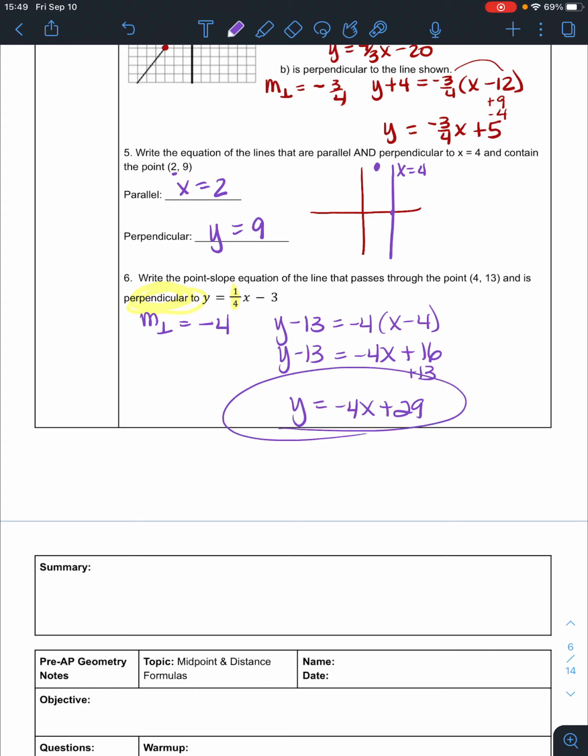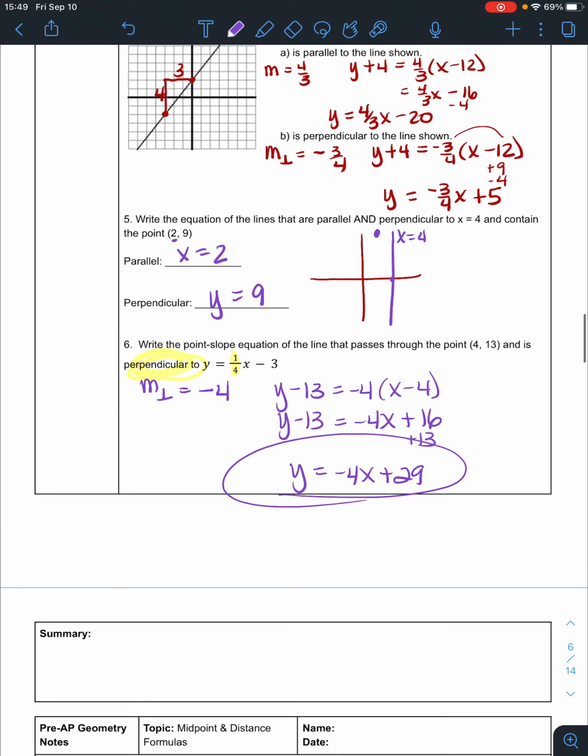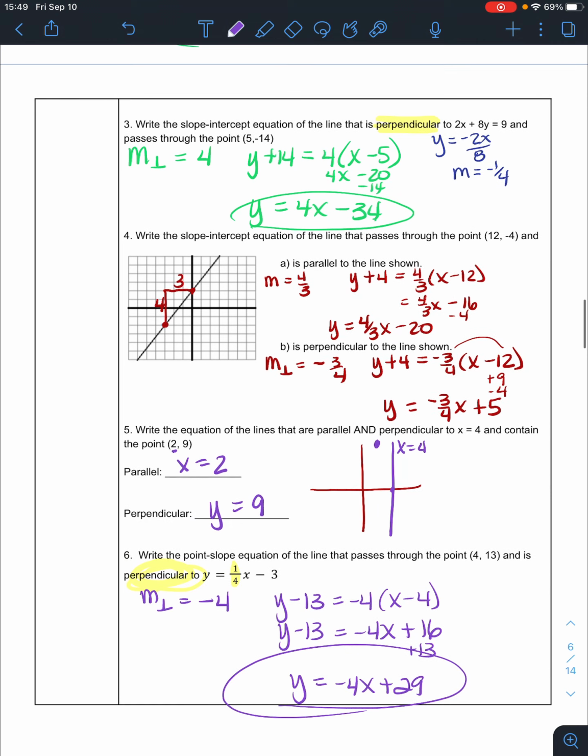Okay, so what's important here that we added today is another way to get the slope so that you can write the equation of the line. If it's parallel, then you use the same slope. If the lines are supposed to be perpendicular, then you will use opposite reciprocal slopes.